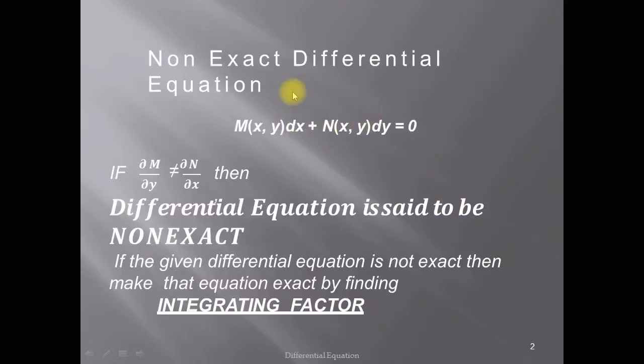I would like to tell you again about the non-exact differential equation. Suppose we have a first order differential equation M(x,y) dx plus N(x,y) dy is equal to 0. If partial M by partial y does not equal partial N by partial x, then the given differential equation is said to be a non-exact differential equation. And if the given differential equation is not exact, then make that equation exact by finding an integral factor.